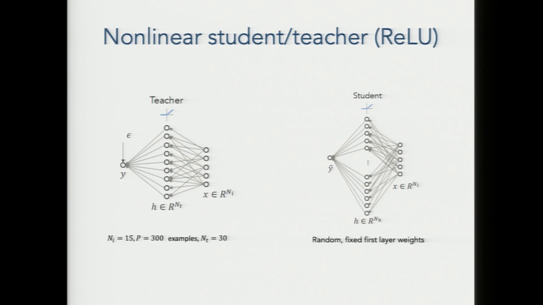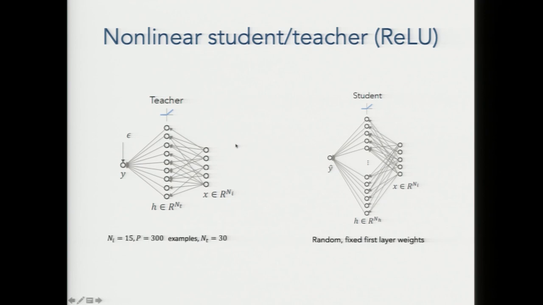So I have a teacher network and a student network, but now I'm going to add a nonlinearity. Here I'm going to have rectified linear teacher networks. And we now have an additional parameter for the student, which is how many hidden neurons it should have. This is the key question that this nonlinear analysis adds: how big do you want this model to be? In the simulations I'm going to show you, I'm going to have 15 inputs, 300 examples, and 30 hidden units in the teacher. You can keep those numbers broadly in mind.